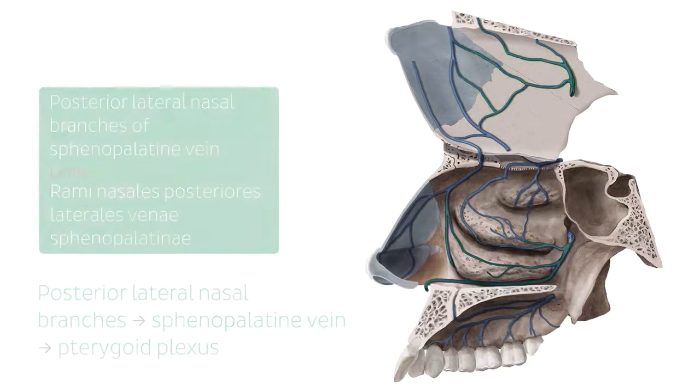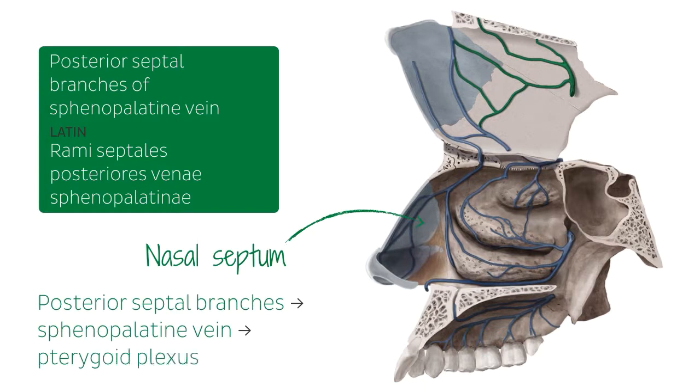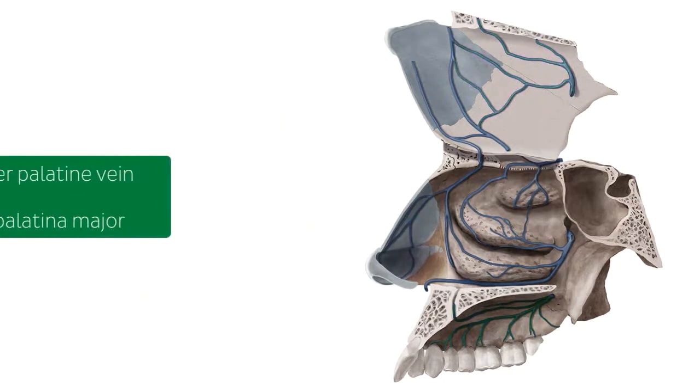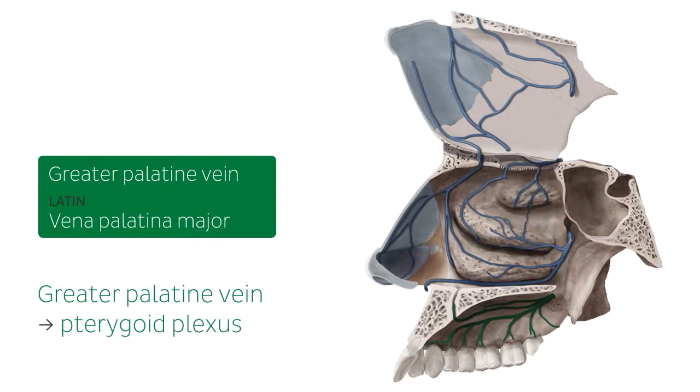The other tributary is called the posterior septal branches of the sphenopalatine vein, which you can see here highlighted in green. Remember, the medial wall of the right nasal cavity has been reflected upwards, representing the nasal septum. Like the name suggests, this tributary drains the posterior septum. Like the posterior lateral nasal branches, the posterior septal branches drain into the sphenopalatine vein, which then drains into the pterygoid plexus. The next vein we'll look at is the greater palatine vein. This vein drains the hard palate and also drains into the pterygoid plexus.